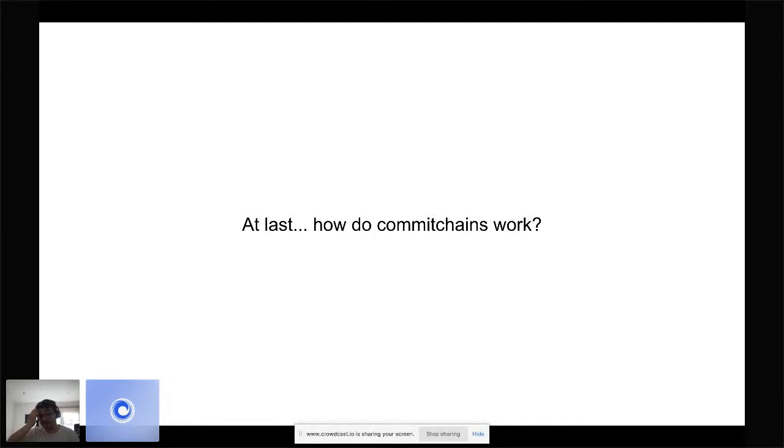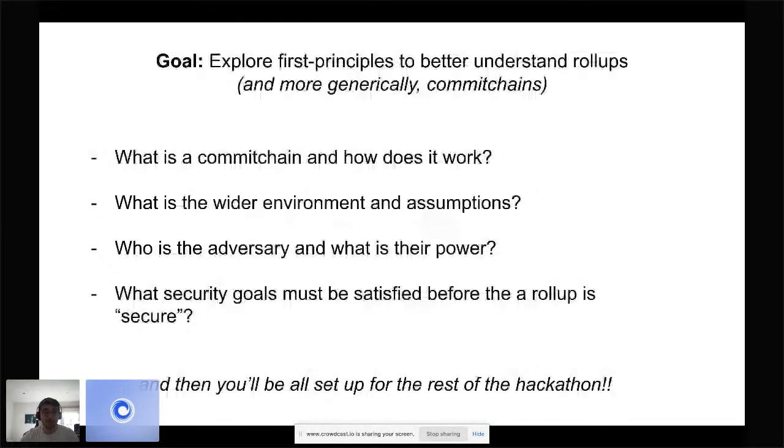So now the question is, at last, how do these commit chains work? What I'm going to explore is the commit chains from first principles, to better understand rollups and, more generically, commit chains. What is a commit chain? How does it work? What is the wider environment? What are the assumptions? Who is the adversary? What is their power? What are the security goals that must be satisfied before I can call a rollup secure? What does it mean to be secure for a layer 2 ledger? And then you'll be set up for the rest of the hackathon.